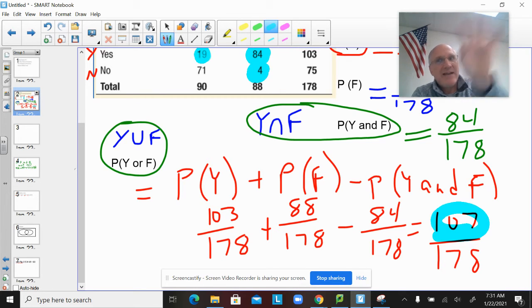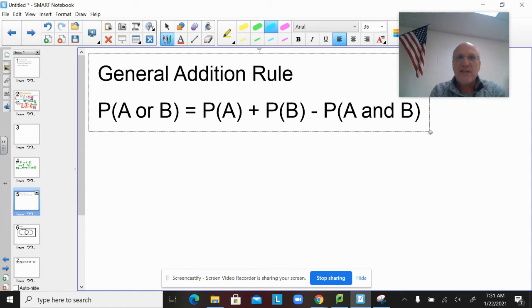It's knowing what numbers to add together, or knowing how to use the formula to find the probability of A or B. So let me now, as promised, formalize the formula. The general addition rule says to find the probability of A or B, you take the probability of A plus the probability of B minus the overlap, minus the intersection, minus the probability of A and B. Again, that is just so as not to double count it.